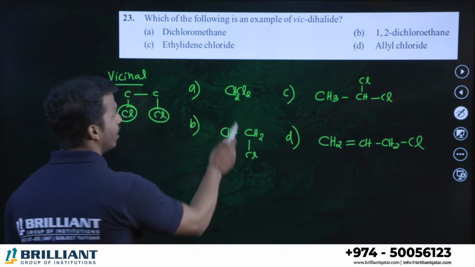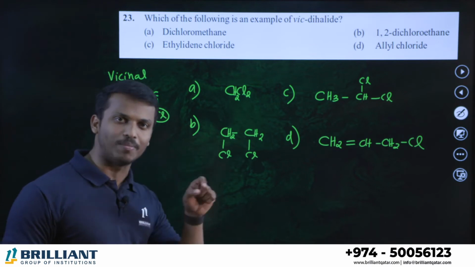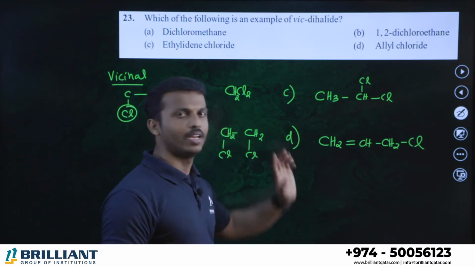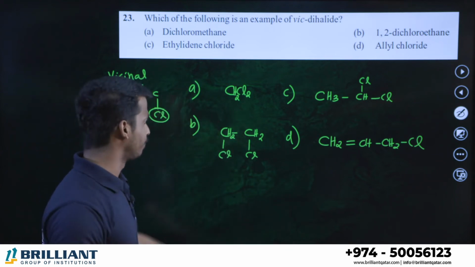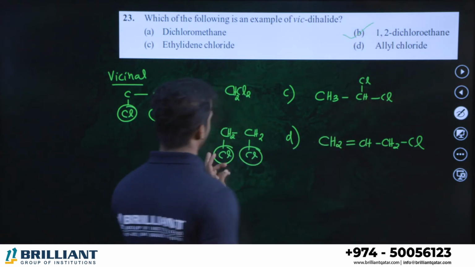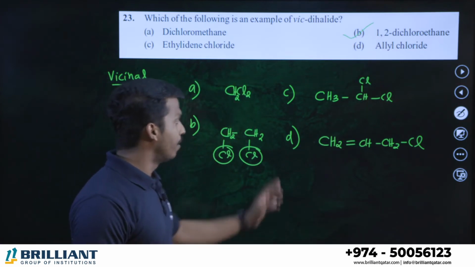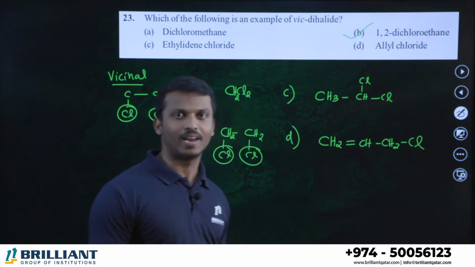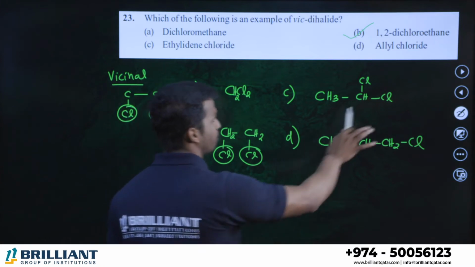Very simple. This is a geminal dihalide because both of the halogens are on the same carbon. Option C is geminal dihalide, both chlorines are on the same carbon. Option B is the vicinal one, because the two are on adjacent carbon atoms. But option D, allyl halide: allyl chlorides are which one? A monochlorinated one. Alright, so your answer is option D.